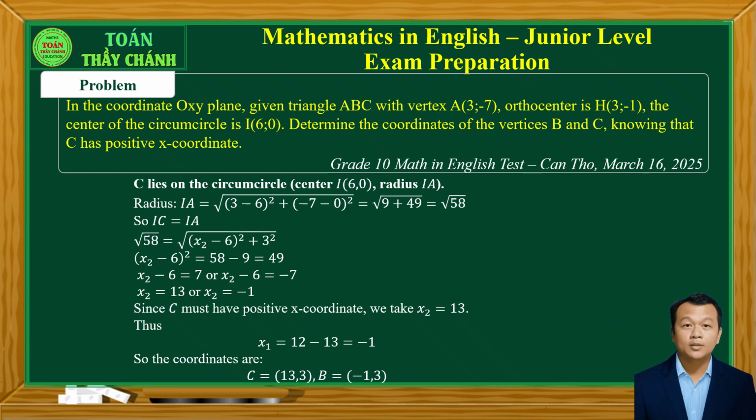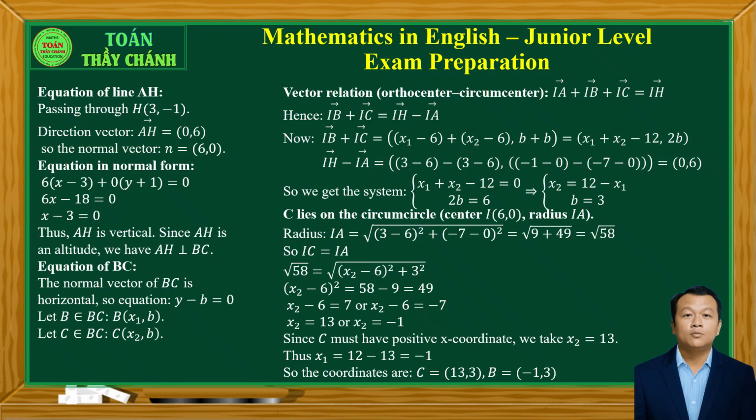Therefore, the coordinates of C are (13, 3) and B is (-1, 3). So we have finished solving the problem. The coordinates of the vertices are B (-1, 3) and C (13, 3).